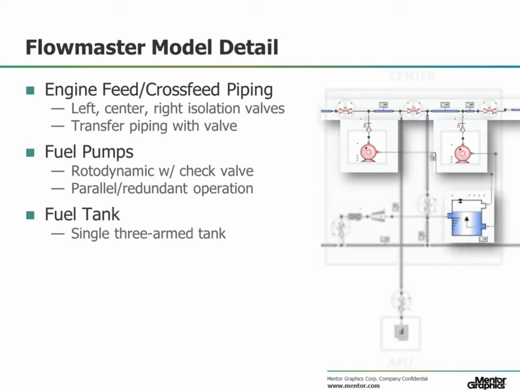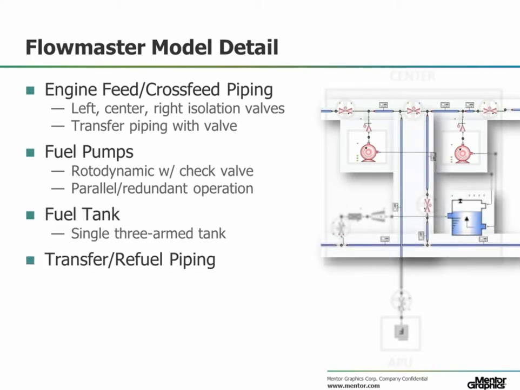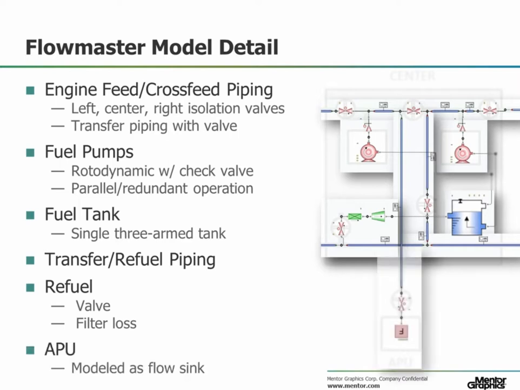Another 3-armed tank component, and piping to transfer fuel from the center tank into the refuel gallery to replenish the wing tanks during flight as opposed to directly feeding the engines. A similar filter and valve assembly makes up the refueling input to the center tank. And lastly, an APU is modeled, along with a shutoff valve at the aft of the aircraft. Like the engines in this model, the APU is simulated with a simple flow boundary condition.